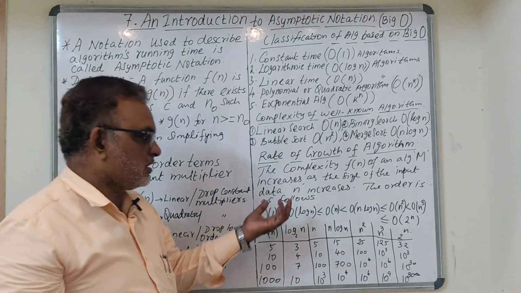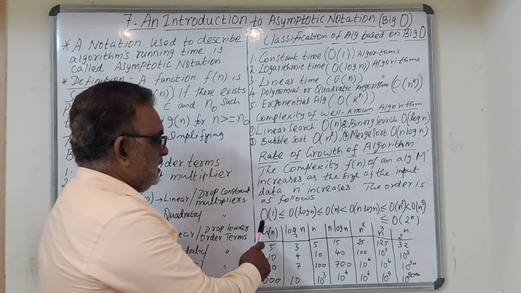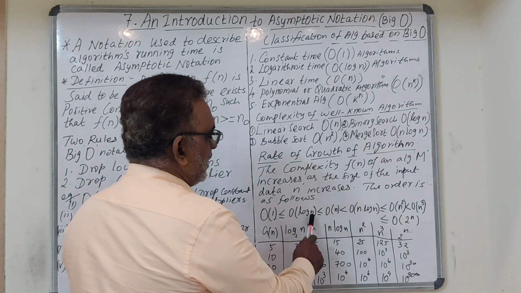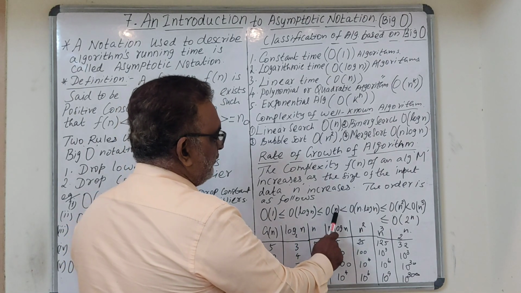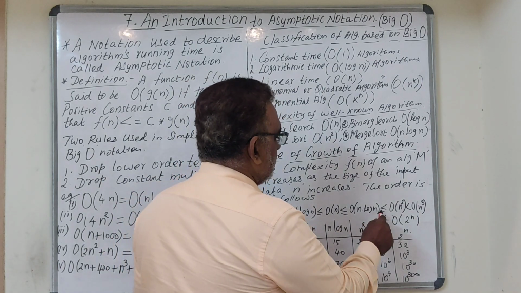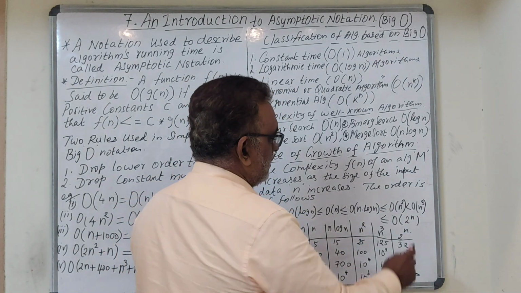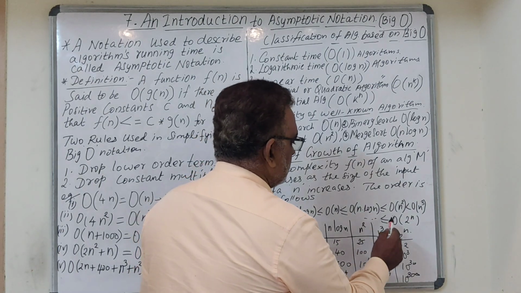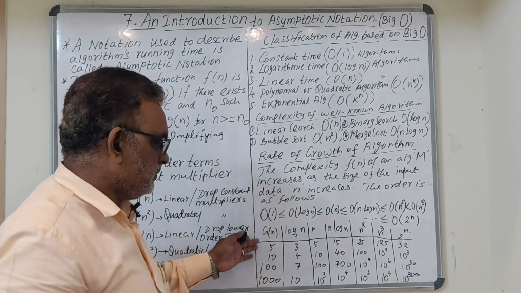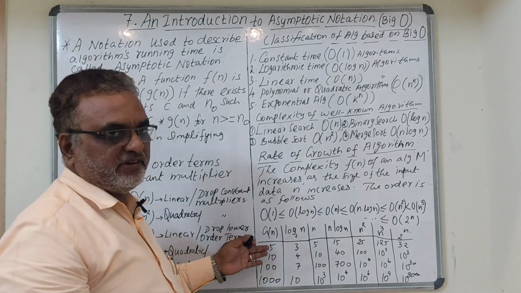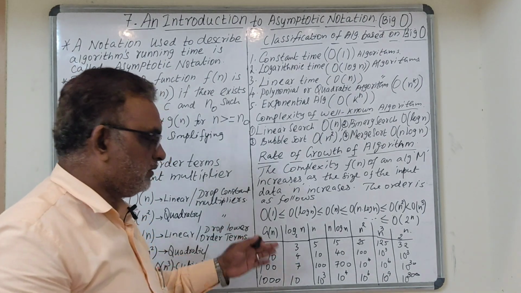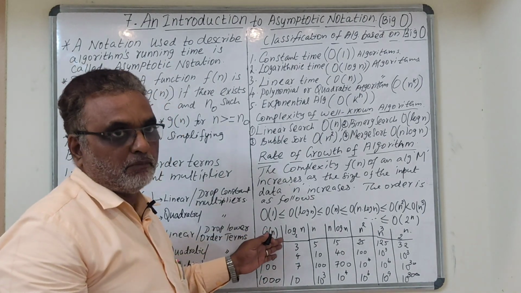So the order of this complexity is given here. It is order of 1 less than or equal to order of log n less than or equal to order of n less than or equal to n log n, then order of n square, order of n cube, etc., reaching order of 2 power n. Here a table is given in order to understand how the rate of growth of an algorithm increases depending upon the number of inputs.